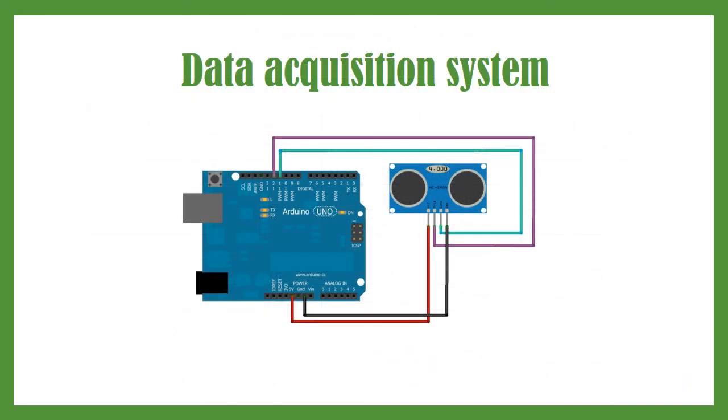The data acquisition system that we're going to use in our project is the Arduino One with the HC-SR04 ultrasonic distance sensor, which is economical. This sensor is going to measure the distance below the pendulum to calculate the angle in radians.